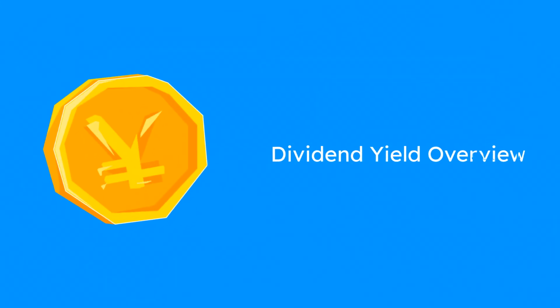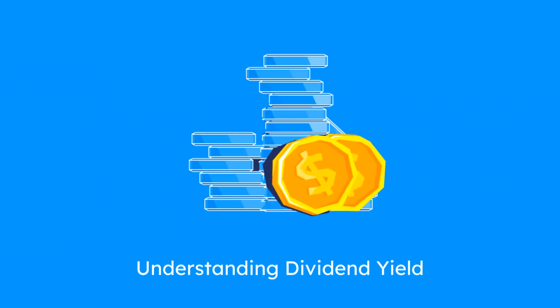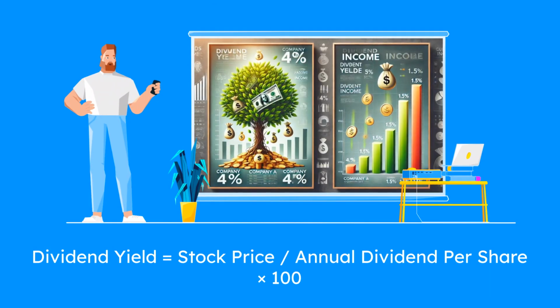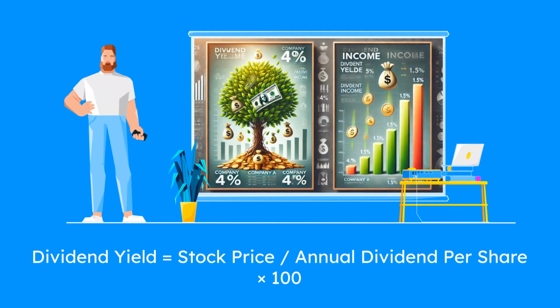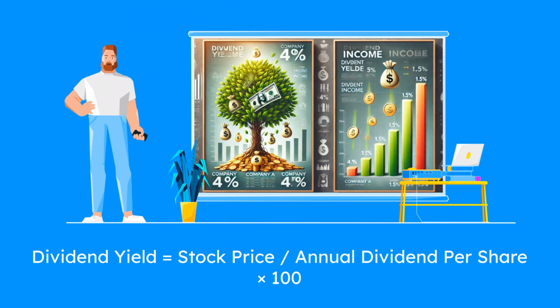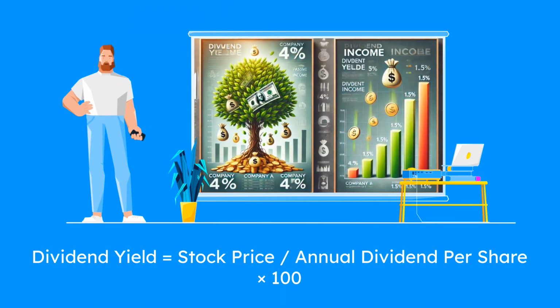Third key point is dividend yield. The dividend yield is a favorite for income investors because it shows how much return you're getting from dividends compared to the stock price. Think of it as the percentage of your investment returned to you as cash each year. Dividend yield equals annual dividend per share divided by stock price, multiplied by 100. Example, if a stock pays a $2 annual dividend and its price is $50, the dividend yield is 4%.